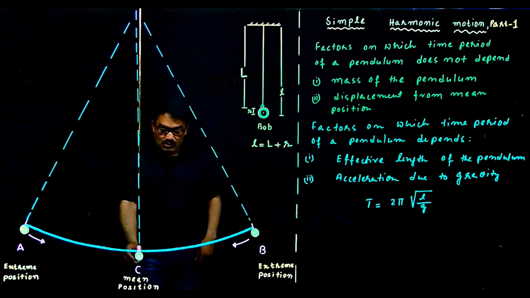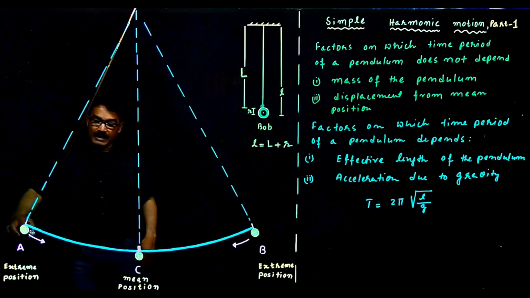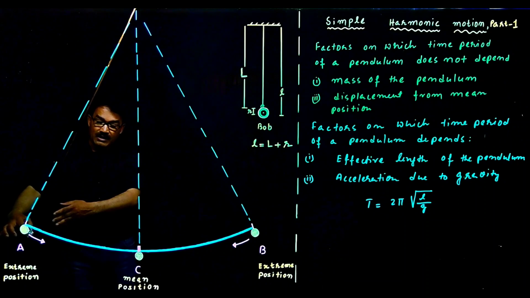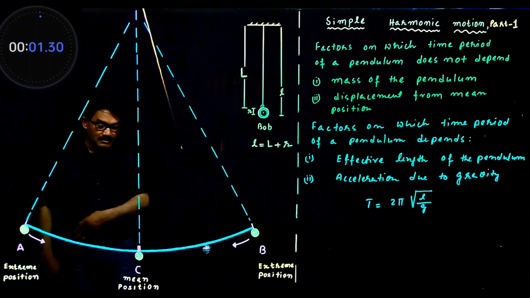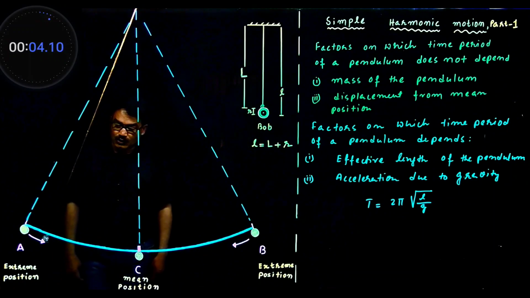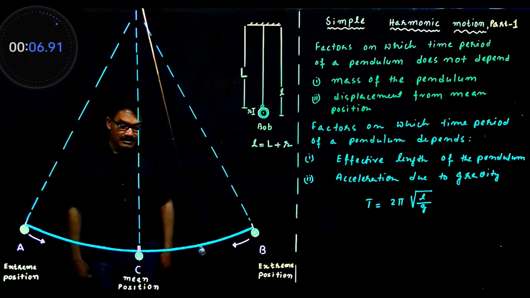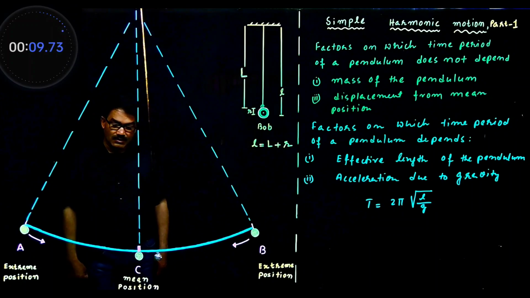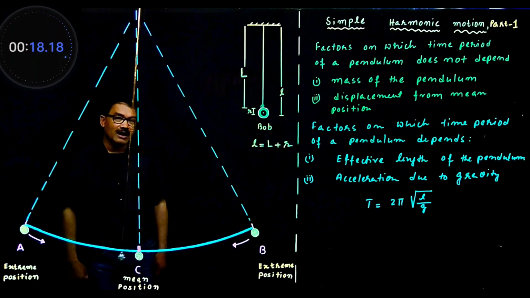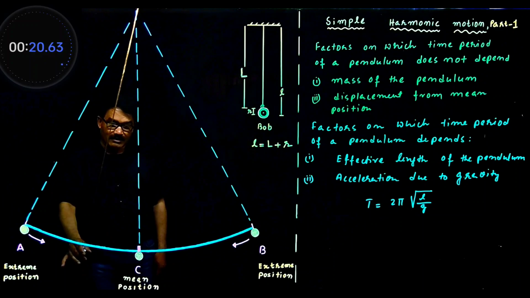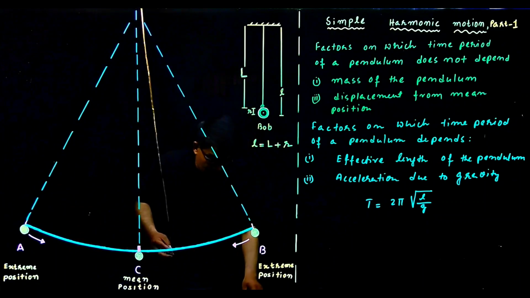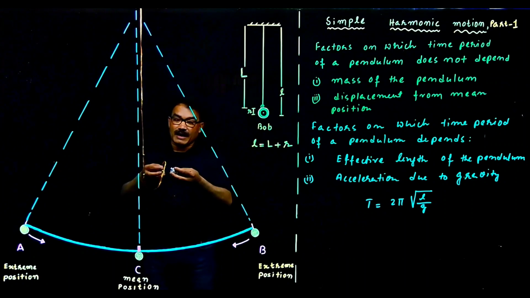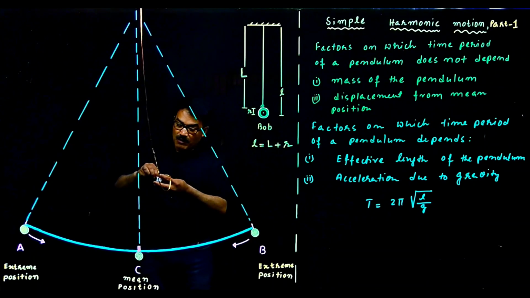So let's start. I take this pendulum to the extreme position A, and from here I will let it oscillate 10 times. So 1, 2, 3, start. 1, 2, 3, 4, 5, 6, 7, 8, 9, 10. Stop.